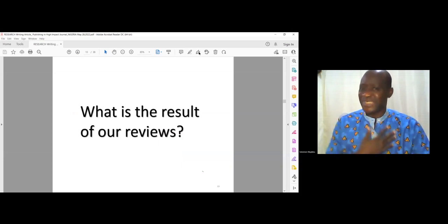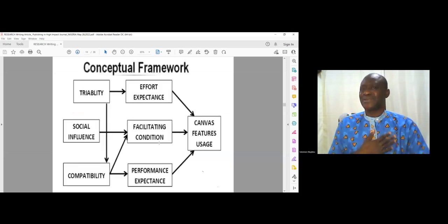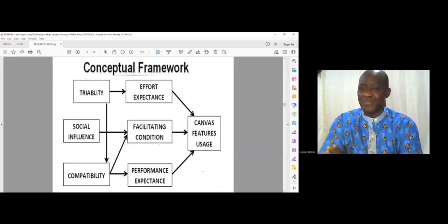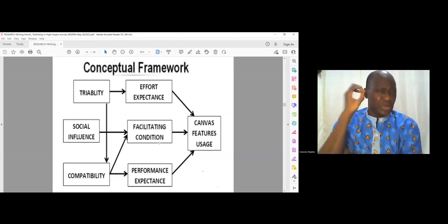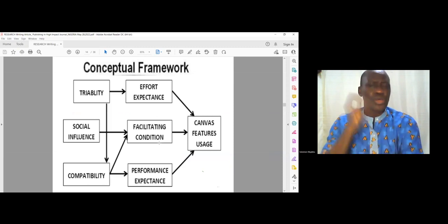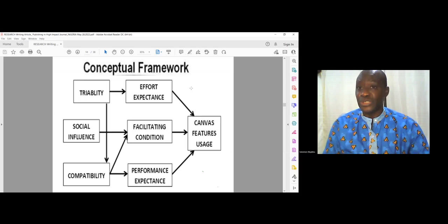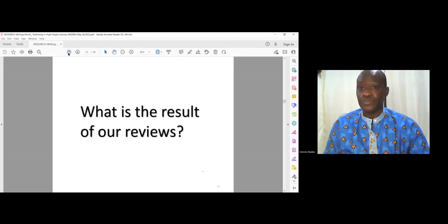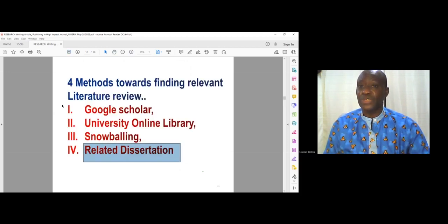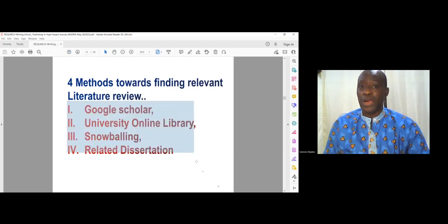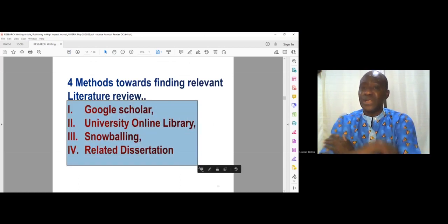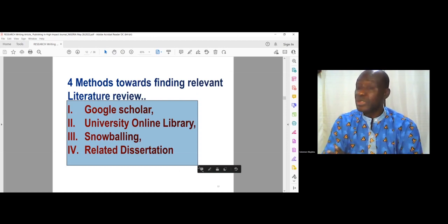The next thing is this. Your framework will come up. After your review, if you are reviewing and then you cannot really generate a framework, your review is not yet done. After using all these approaches, after using all these four, and then you cannot generate your own framework, that means your literature review is not yet done.